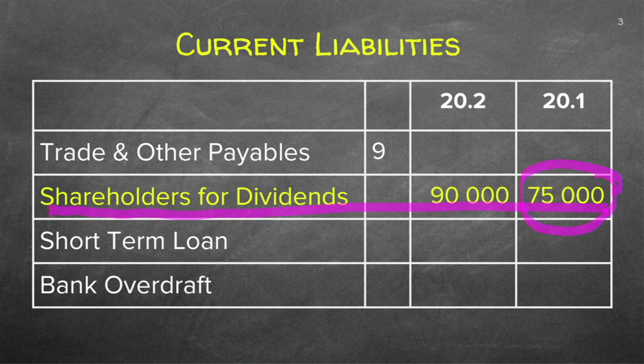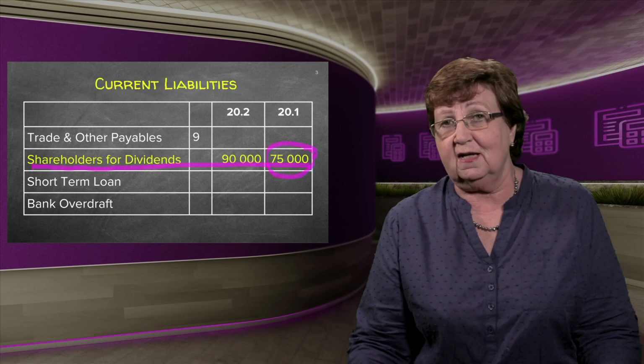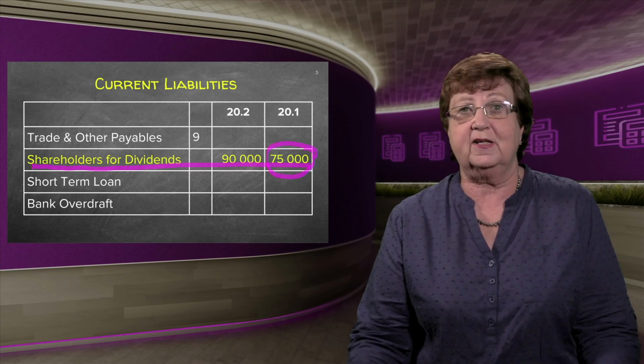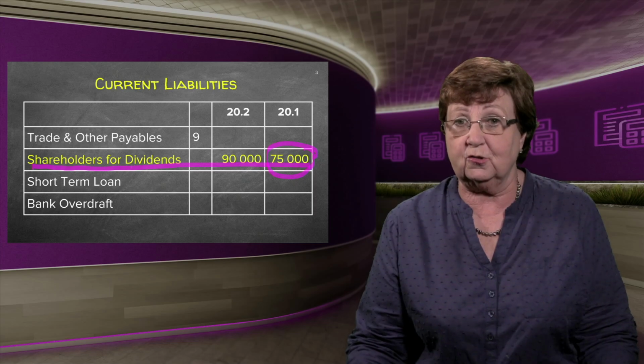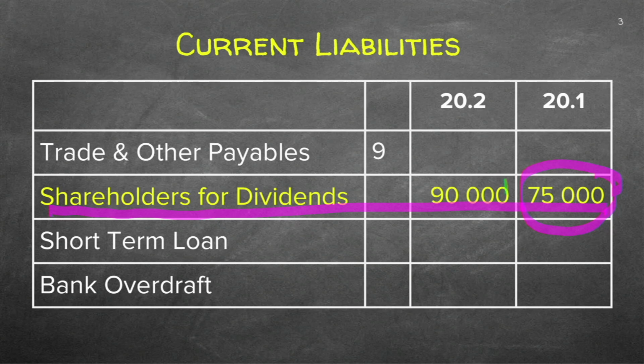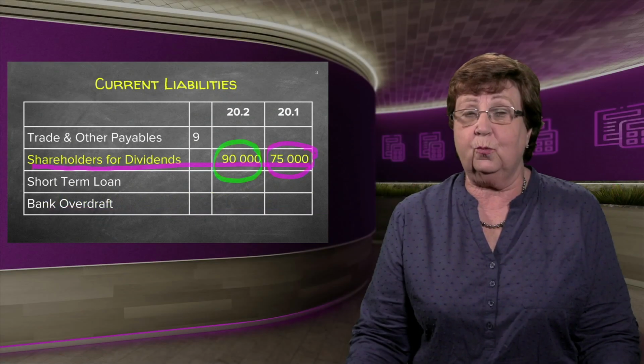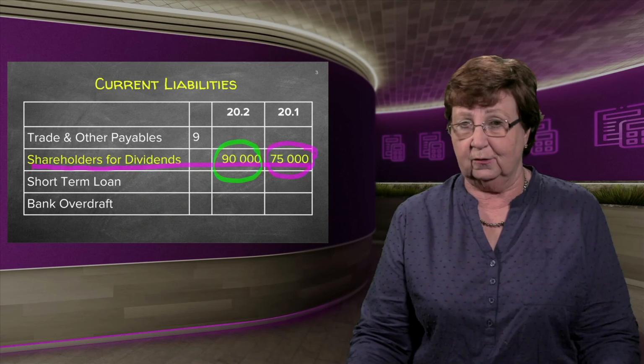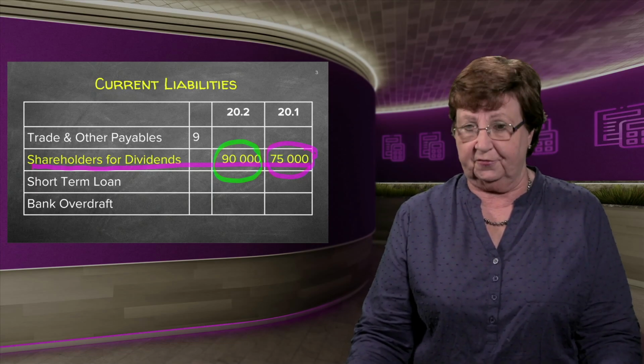Otherwise, my shareholders wouldn't have been too impressed, and they may even have decided to sell their shares and go and invest their money elsewhere, which is not what we want. Then, if I have a look at this 90,000 Rand, that is the amount of dividends that were declared at this year's AGM, and it's what I owe the shareholders at the end of the year.